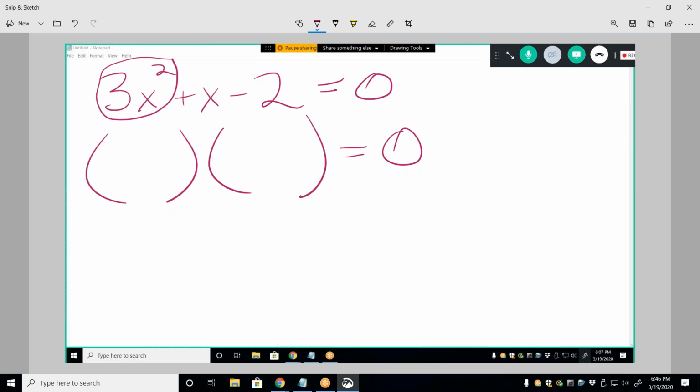Got to have something times something, because whatever goes there and whatever goes there, that's the only thing that makes up that 3x squared. It's not a combination of two other terms like the middle term is. The left term and the right term are always. So how do I split up 3x squared? So one will be a 3x and one will be a 1x, or just x.